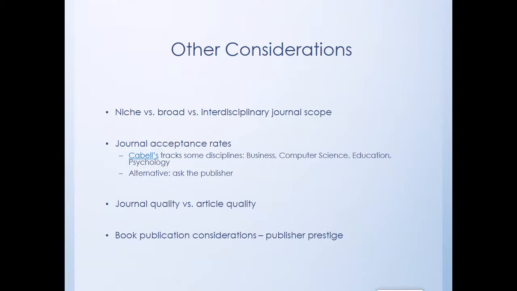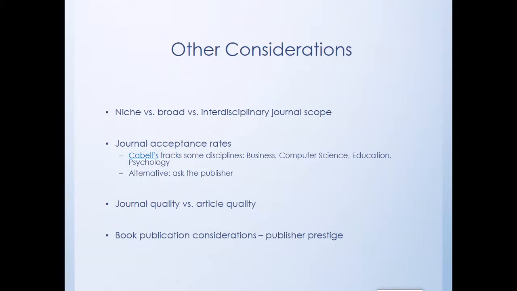Sometimes we can't get journal metrics on any of those 3 resources I just talked about. Kind of the next step that people tend to look for is journal acceptance rates, or what percentage of the manuscripts that they receive do they end up publishing. So the lower the acceptance rate, the more prestigious the journal.